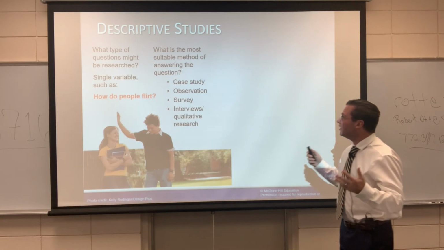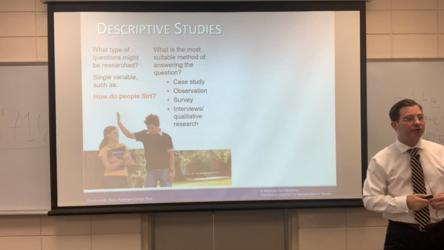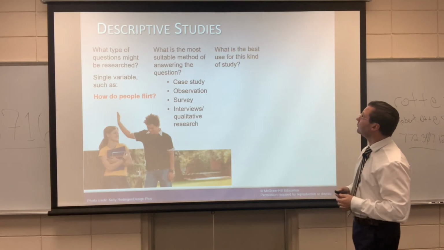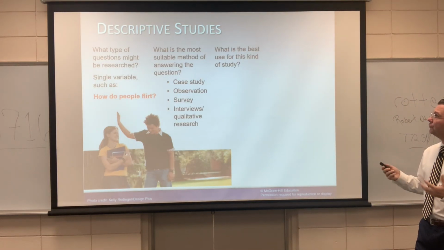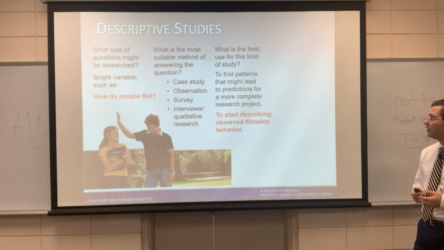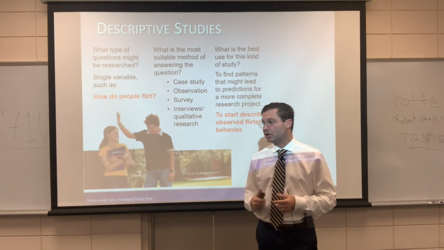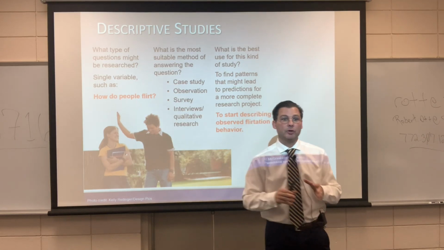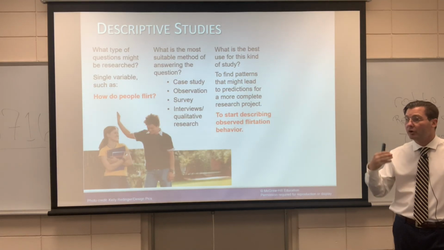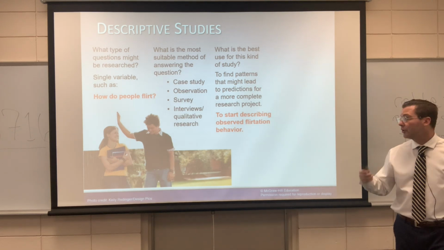All right, so then we have the case study. We have observations, surveys, interviews, and we're using qualitative research to better understand this particular question on how people flirt. And then what is the best use for this kind of research? It's going to tell us what it might aim to predict with a research question. So to start, describing observed flirtation by observation. But again, you have to know what you're looking for, because your idea of flirtation might be different than the way the observers are trying to measure it. And it might not be consistent, so that's very important.